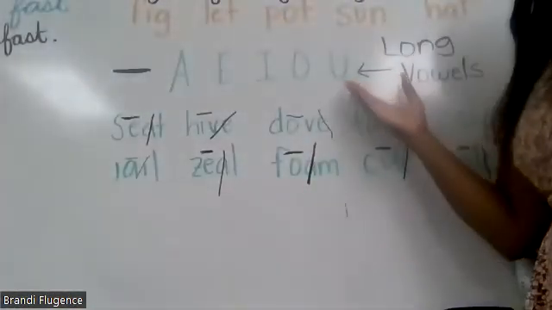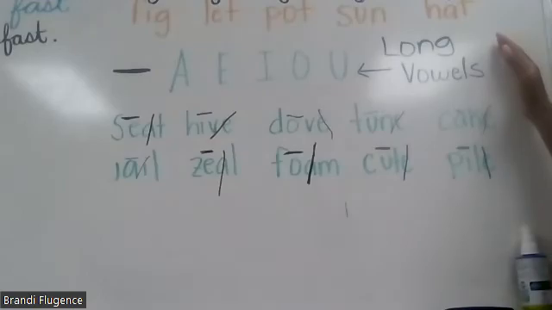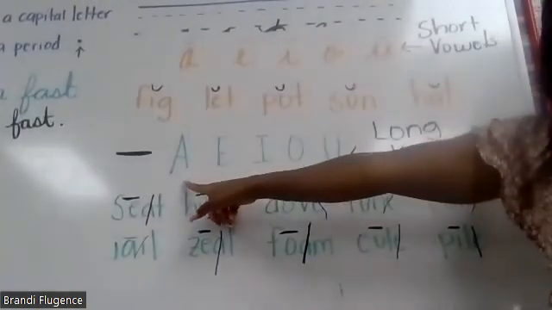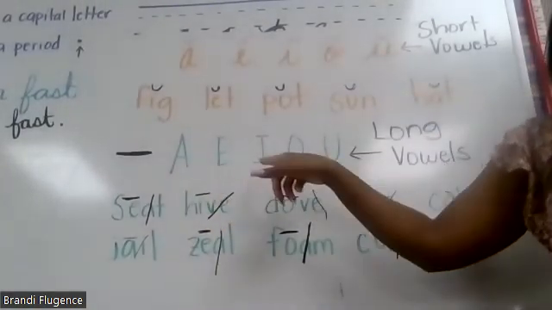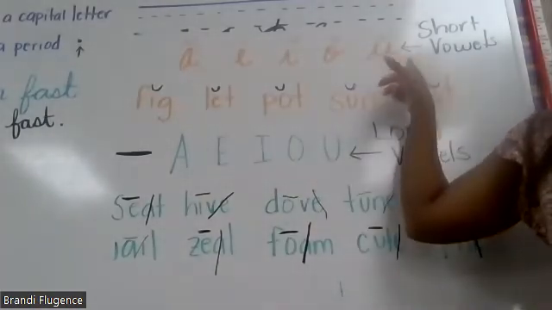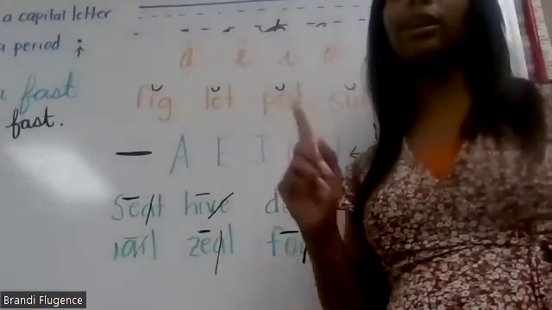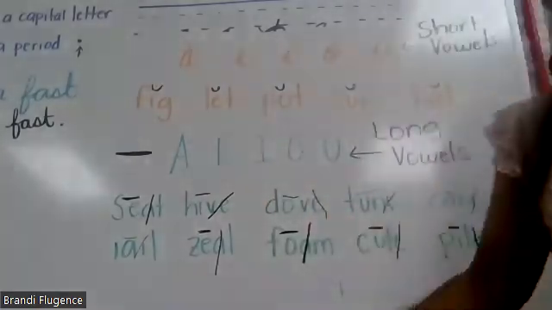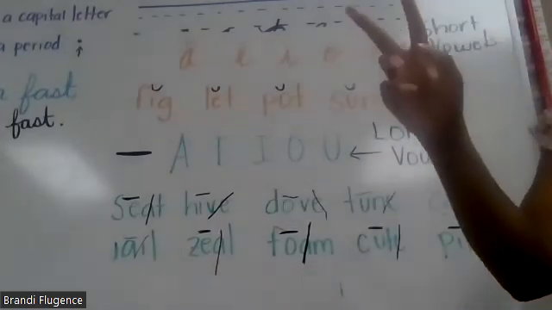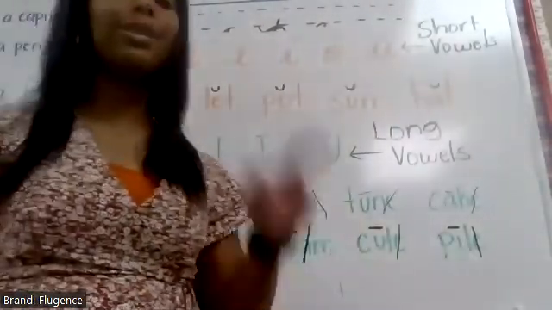Good. So that's it for phonics today. I wanted to introduce the long vowels to you. So we have short vowels and long vowels. The short vowels say a, e, i, o, u. Our long vowels say A, E, I, O, U. The short vowel rule says when there is one vowel in a word, it is a short vowel. And the long vowel rule says when there are two vowels in a word, the first one is long, the second one is silent. Okay?